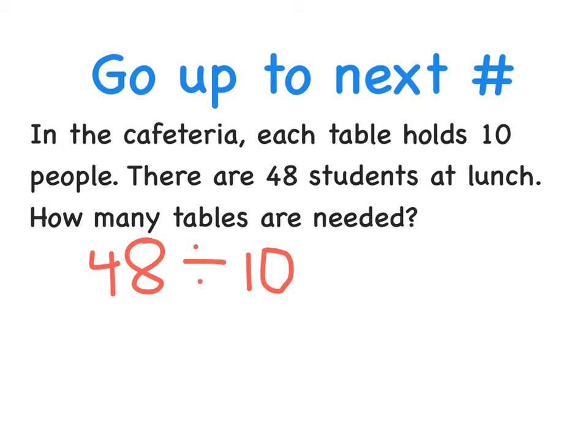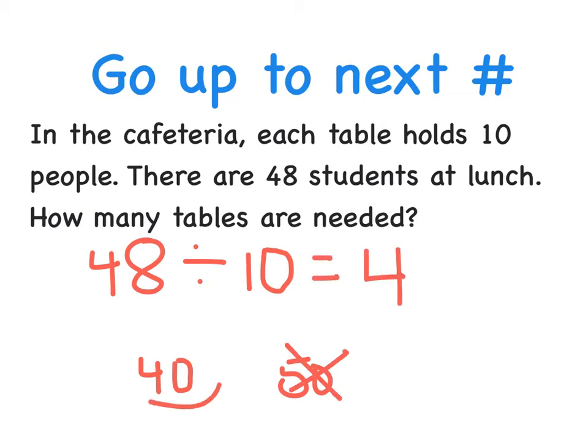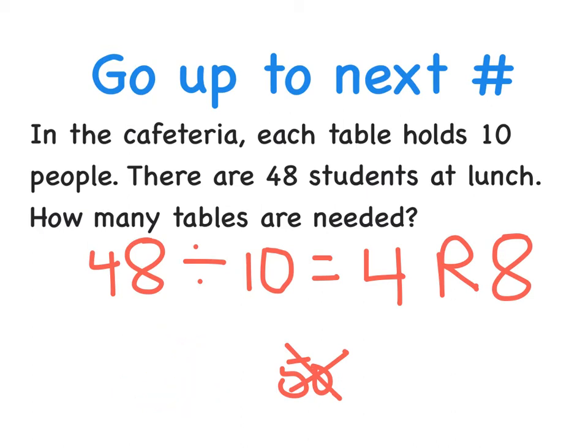I don't need to know how to do my long division here, I just need to know how to count by tens. I know that 4 groups of 10 would be 40, and 5 groups of 10 is 50. 50 is too much. So I know that this is going to be 4 groups of 10, which is 40. And to get to 48, I have 8 left. 8 left means remainder 8. So my answer is 4 remainder 8, but that doesn't make sense in the real world. I can't go out and buy 4 remainder 8 tables.